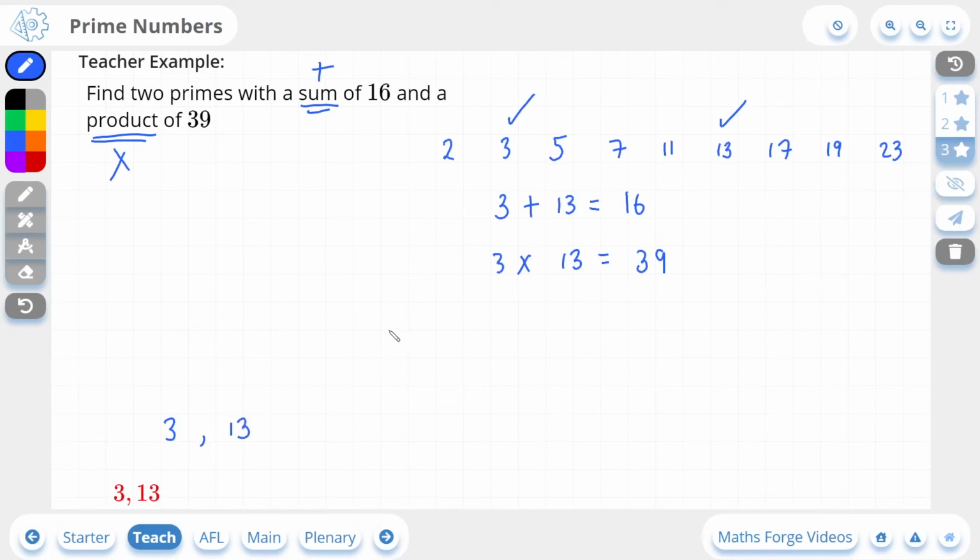And that's it for prime numbers. So the main things to take away here is to know your prime numbers up to 100 and be able to recall them to do calculations with them.